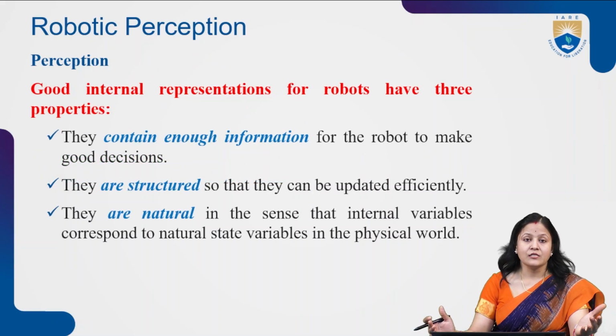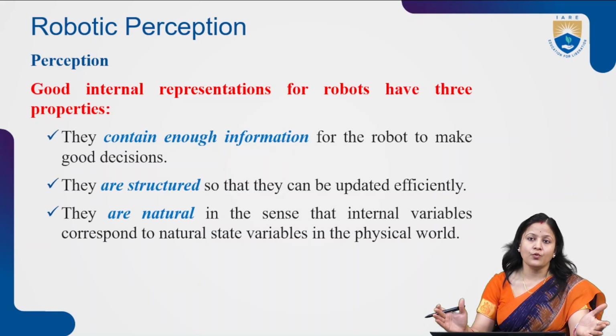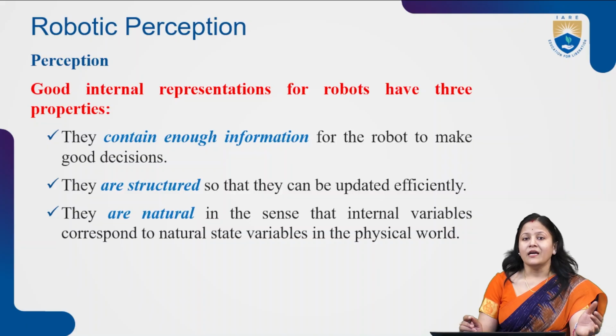Now let me discuss what makes a good internal representation for robots. The internal representation of robots has three important properties. First, it can contain enough information for the robot to make good decisions. Second, it is structured so that it can be updated efficiently. Third, it is very natural in the sense that internal variables correspond to natural state variables in the physical world.